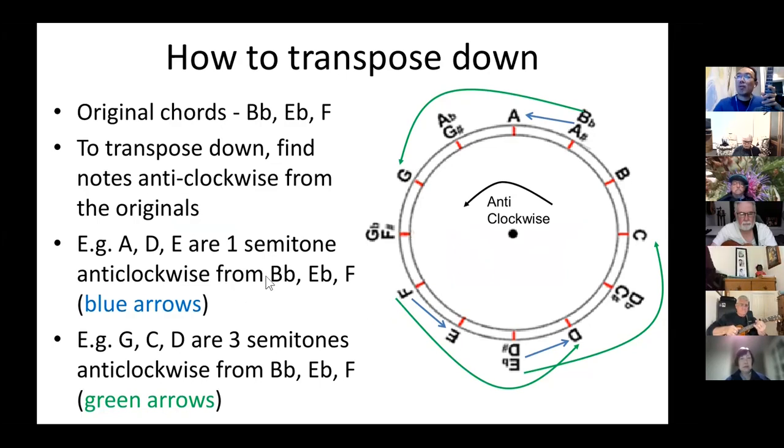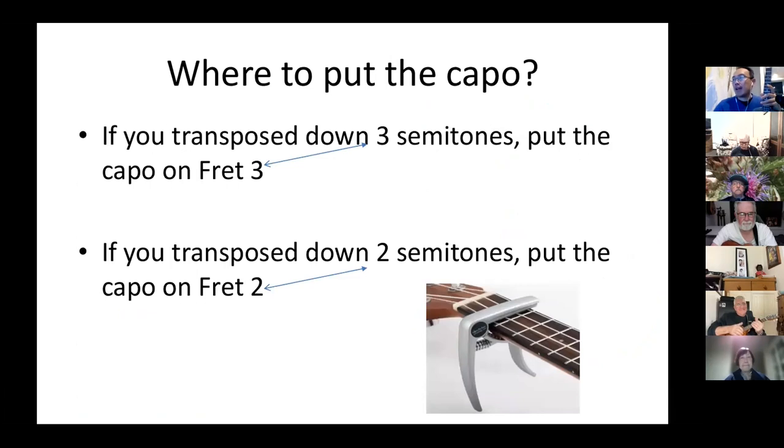So your new chords are now A, D, and E, which is easier to play than B flat, E flat, and F. Similarly, if I go 3 steps down, and that's by following the green arrow, I can make it easier. It becomes G, C, and D. All right, that's basically transposing in a nutshell.